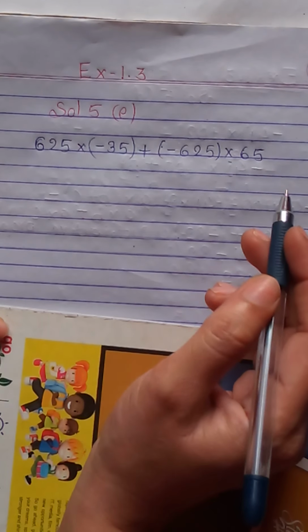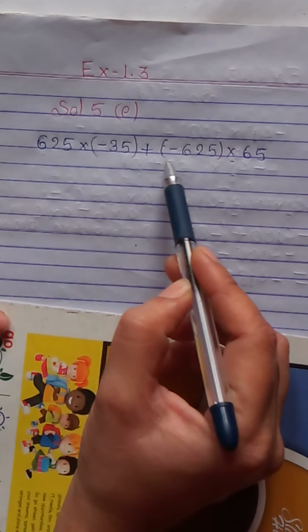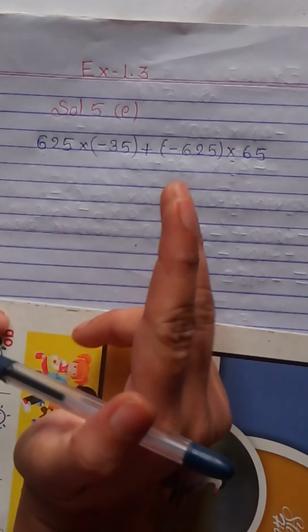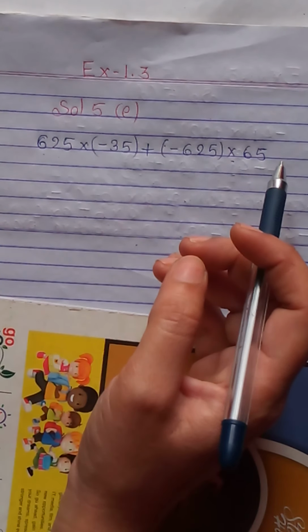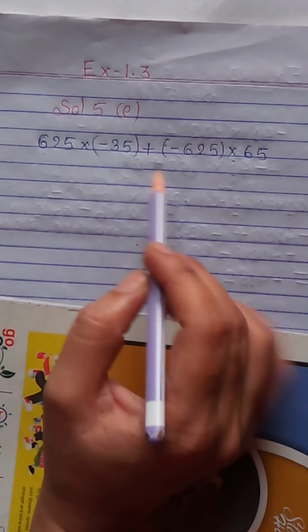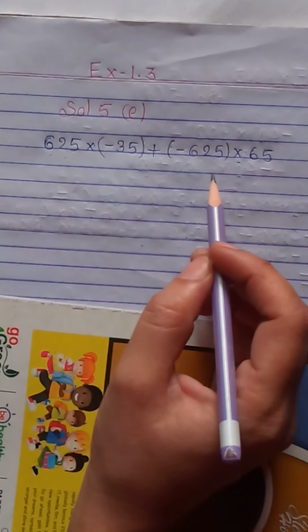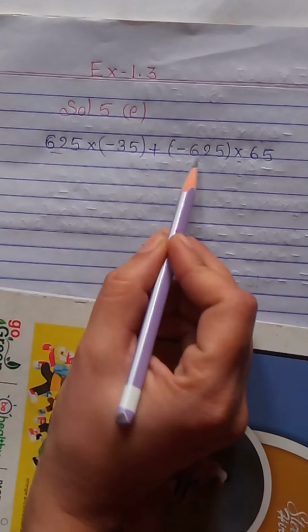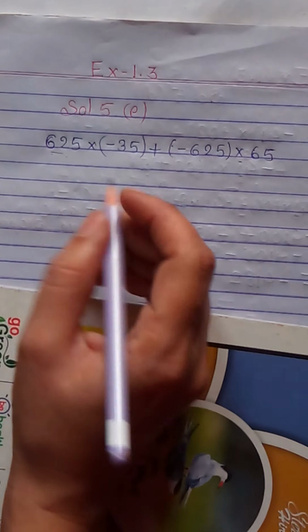In this question, if you see carefully, you will find one thing: 625 is repeating here, and it is present 2 times. So here we can take it common. In question number A also I told you, if any number appears 2 times in a question, then you can take that number as common. Here 625 appears 2 times, so we can write this 625 one time.